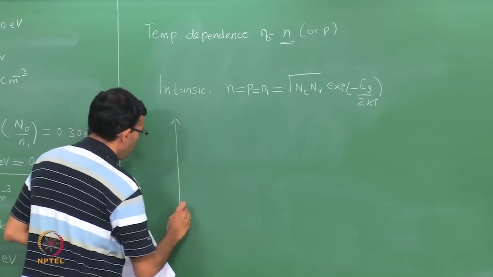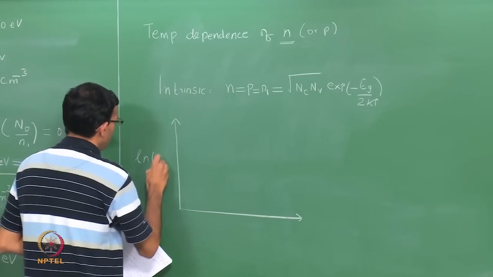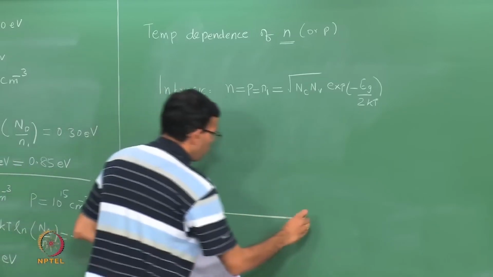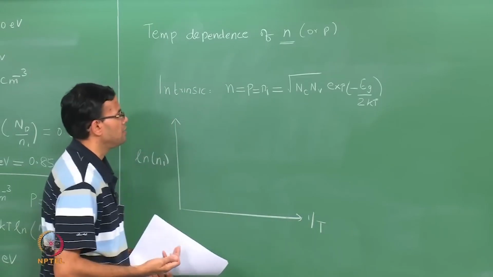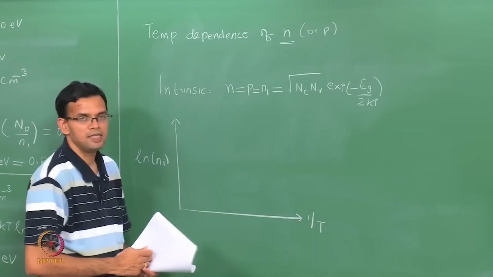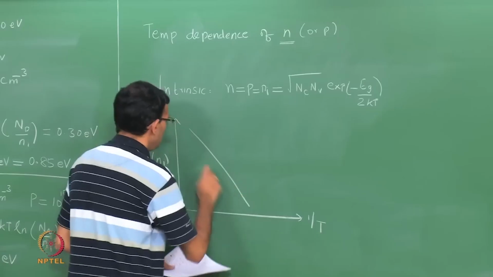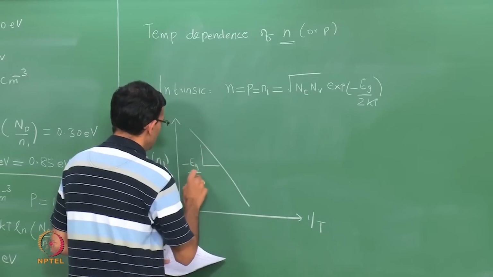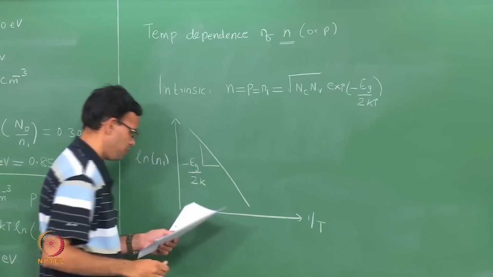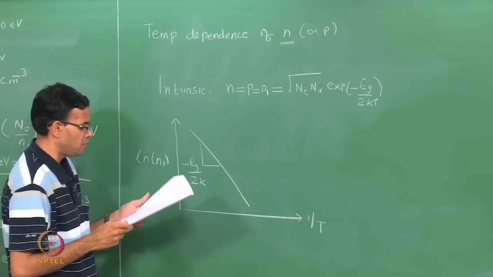So, if you did a plot of the log of your carrier concentration over 1 over T, it is approximately a straight line, as long as you assume that Nc and Nv are independent of temperature, a straight line with slope Eg over 2k. This is as far as an intrinsic semiconductor goes.